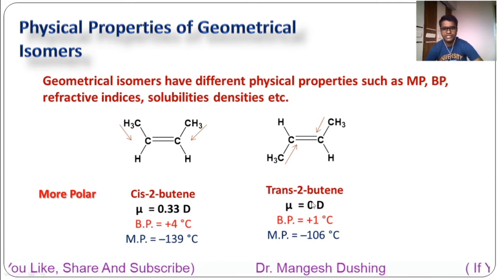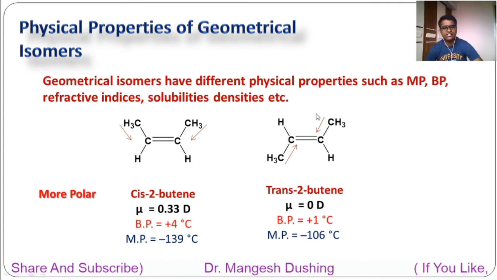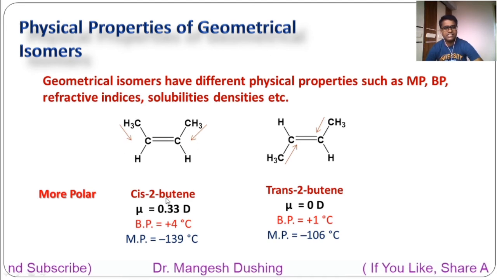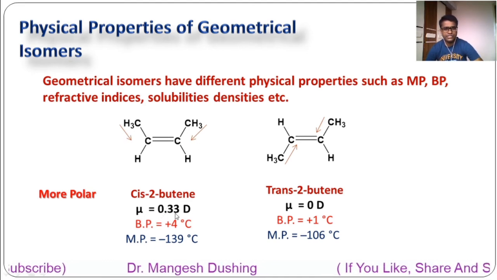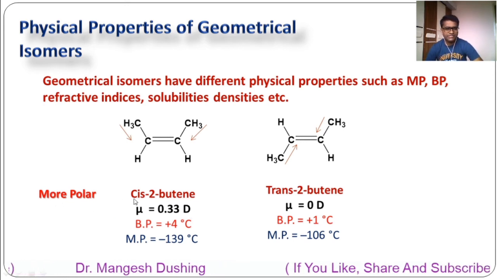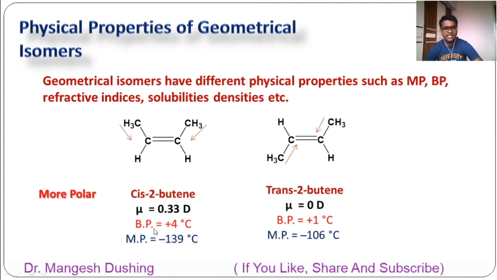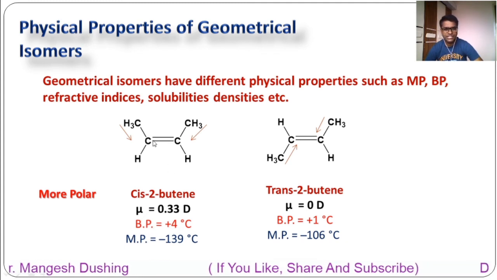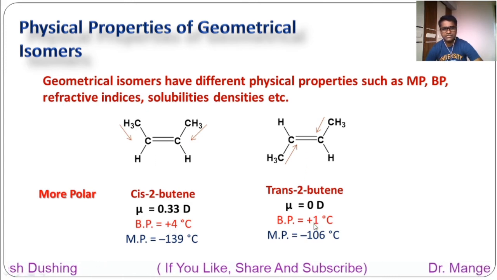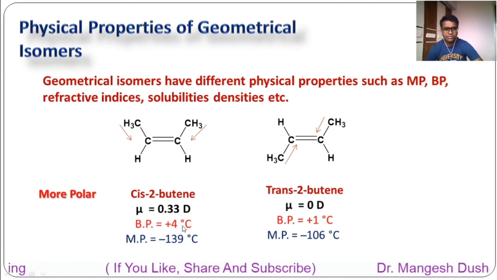So the dipole moment is 0 for trans 2-butene. So trans 2-butene is a non-polar compound, while cis 2-butene has a slight polarity, that is 0.33 D. As we know, more polar compounds have higher boiling points. That's why the cis isomer has a higher boiling point than the trans isomer. So the more the polarity, the higher the boiling point.